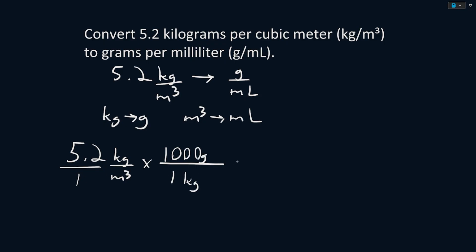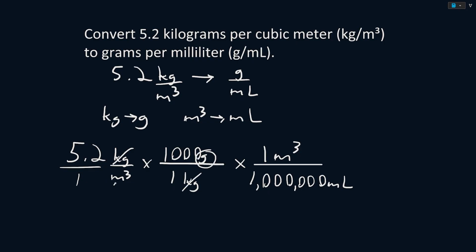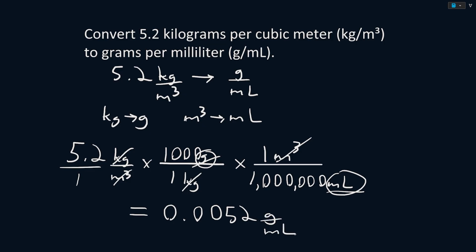Now we can convert from cubic meters to milliliters by multiplying through our conversion factor of 1 cubic meter is equivalent to 1 million milliliters. Solving this, we see that the kilograms cancel to leave us with grams, and then the cubic meters cancel to leave us with milliliters. So we are left with grams over milliliters. So 5.2 kilograms per cubic meter is equivalent to 0.0052 grams per milliliter.